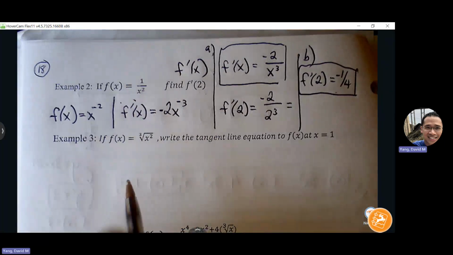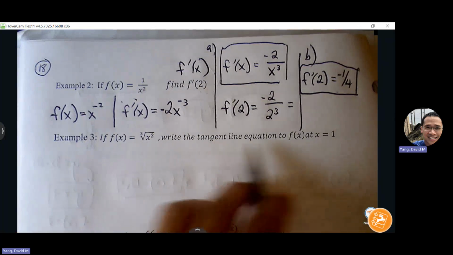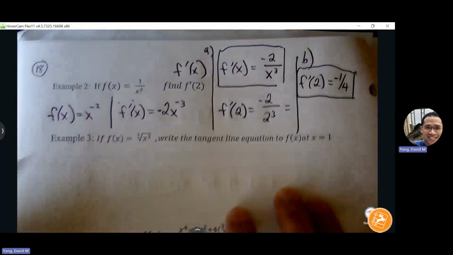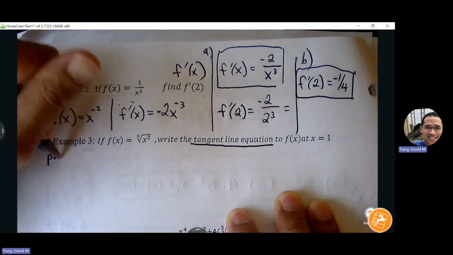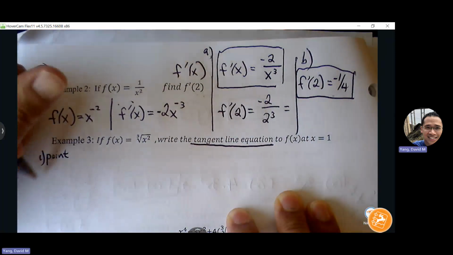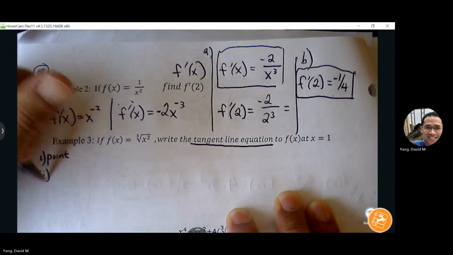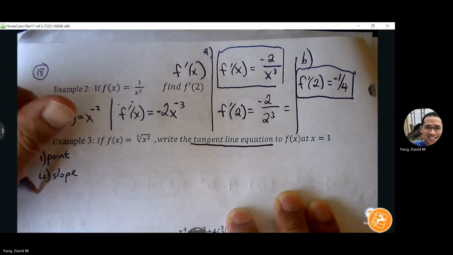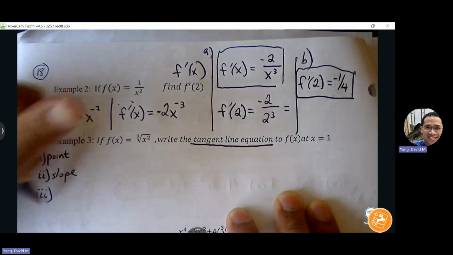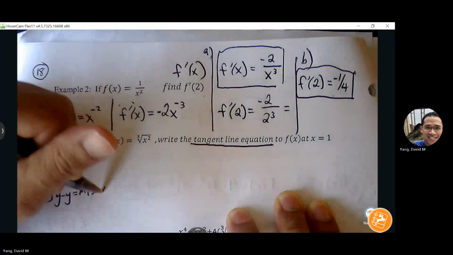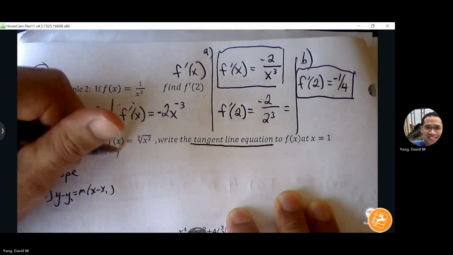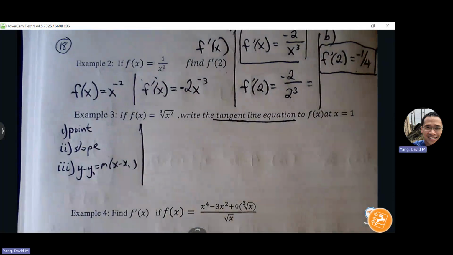Okay, example 3. Given the function, write the tangent line equation for the function at x equals 1. So here's a strategy for tangent line equation. We're going to gather our ordered pair, find the point, find the slope, and then finally we can put it into point slope form. So anytime you do tangent line equation, there's always find the point, find the slope, and then put it in point slope form. All right.